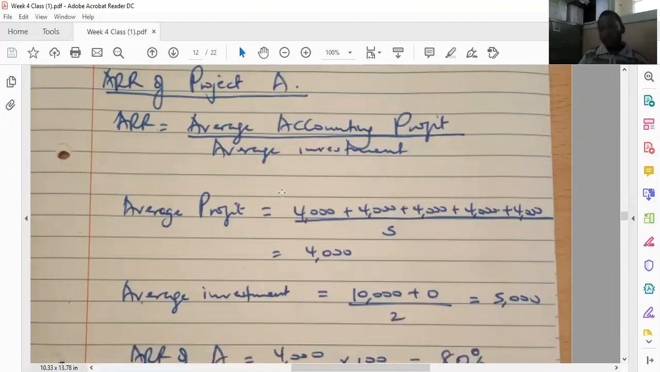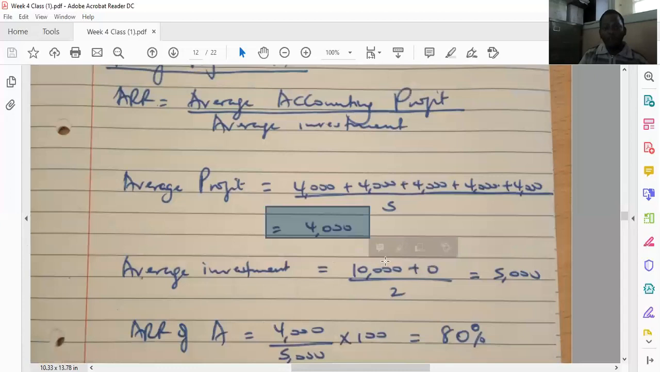In our case, as per the question, we have not been given any further information to tell us whether those cash flows are profits or not, or any information to adjust the cash flows to make them profits. So we take the cash flows we've been given to be the profits from the project. Therefore, the average profit, which is the mean, is equal to all the cash flows from the project divided by the number of years. In our case, 4 plus 4 plus 4 plus 4,000 divided by 5 gives us the average profit of 4,000 shillings.